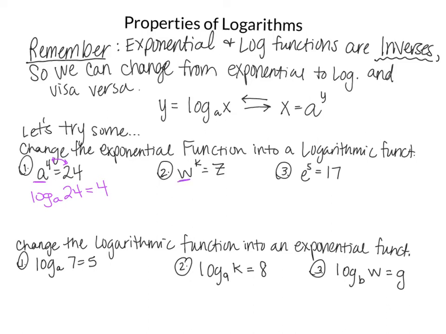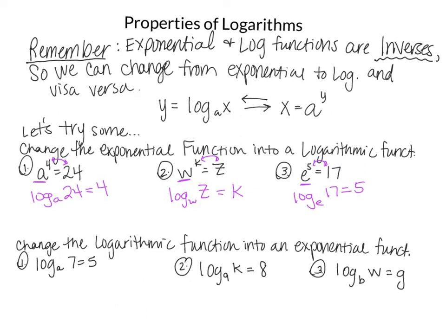Let's look at the next one. W is the base of the exponential, so it's going to become the base of the log. K and Z are going to switch locations. So Z is going to come over here with the log, and K will go on the other side of the equal sign. The next one that we want to look at, we've got the letter E as our base. We're going to say log with our base E. I'm going to switch. It's going to be 17 equals 5 now. All about switching because they are inverses.